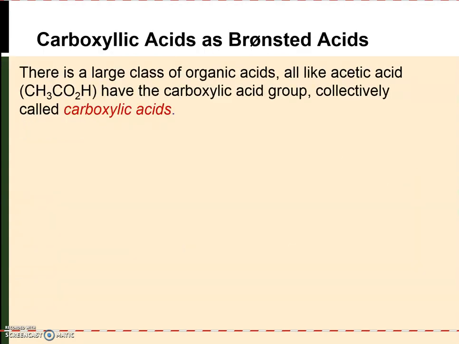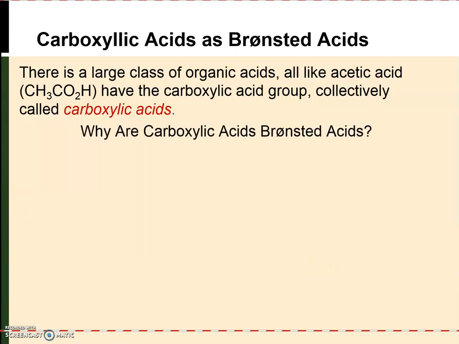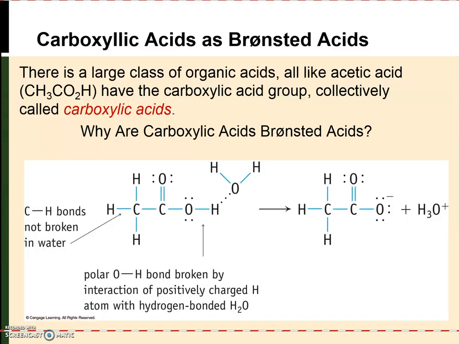So the last class of acids that we're going to consider are carboxylic acids. This is a large class of organic acids that all have a form similar to acetic acid in that they all have the carboxylic group, and so they're collectively called carboxylic acids. So let's think about why the carboxylic acids are Bronsted acids. The carboxylic group is this CO2H group, and it's found in all carboxylic acids. In this case, we're just looking at the simplest case, which is acetic acid.